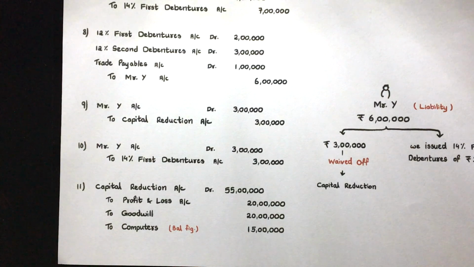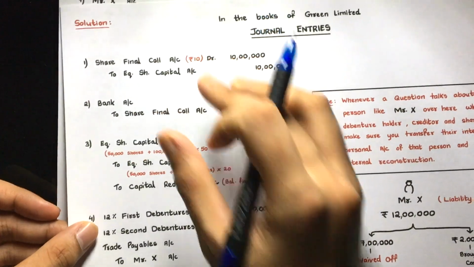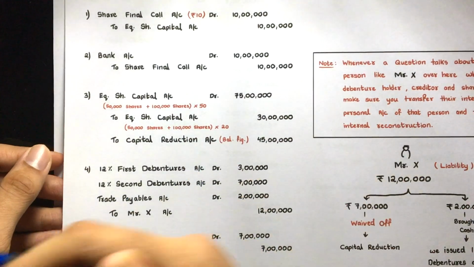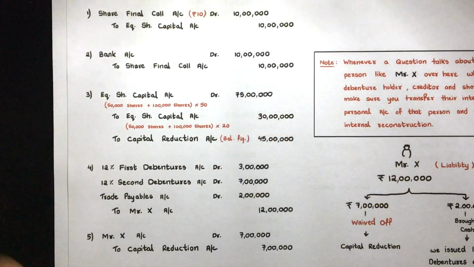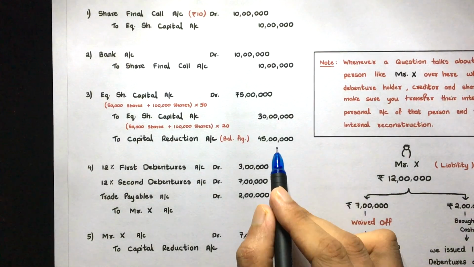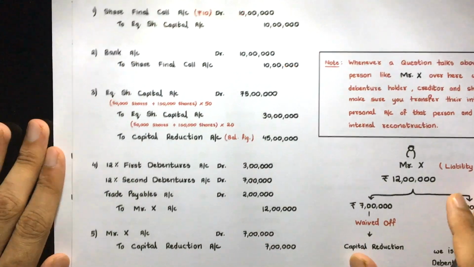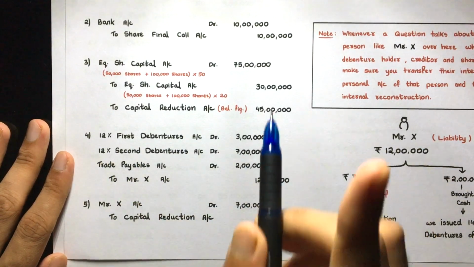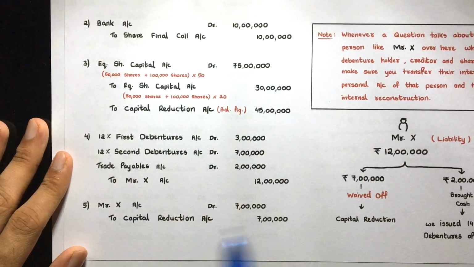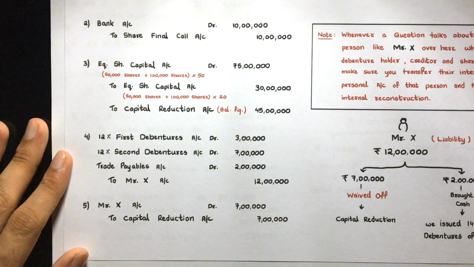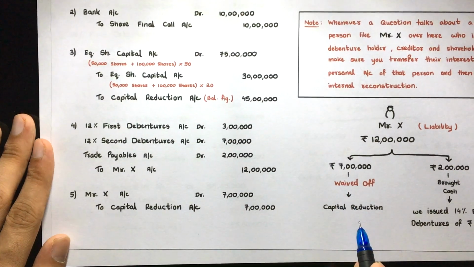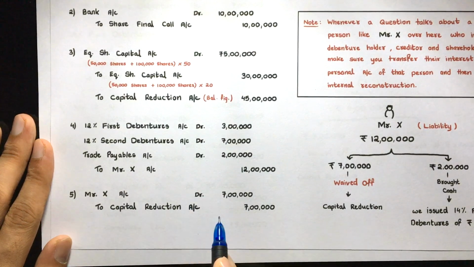Yes. First, what did we do? First, we made the shares fully paid up, right? And then for both the capitals we reduced the face value to rupees 20, scrapped off the old capital and created the new capital at 20. There we made a gain of 45 lakh. Then regarding Mr. X, first we transferred whatever interest Mr. X has to his personal account, 12 lakh. And then the question said 7 lakh has been waived off, that went to capital reduction. So for that we passed an entry.